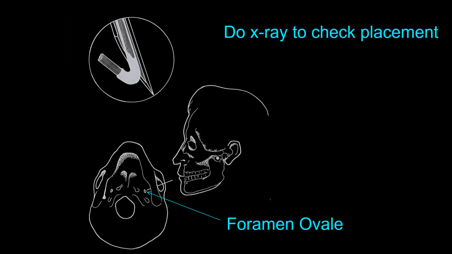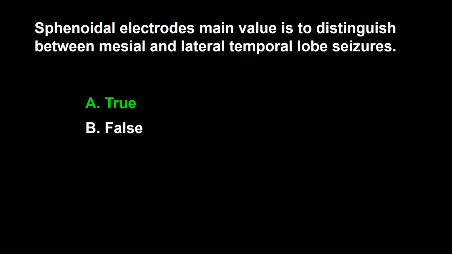I include them here because I have seen a question on the board regarding sphenoidal electrodes and the foramen ovale. Yes, the tip of the sphenoidal electrode should be close to the foramen ovale. So the answer to this question is A.